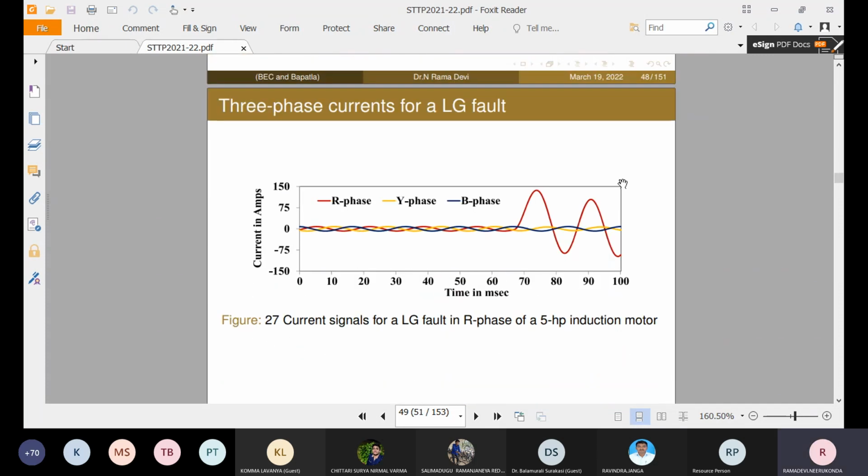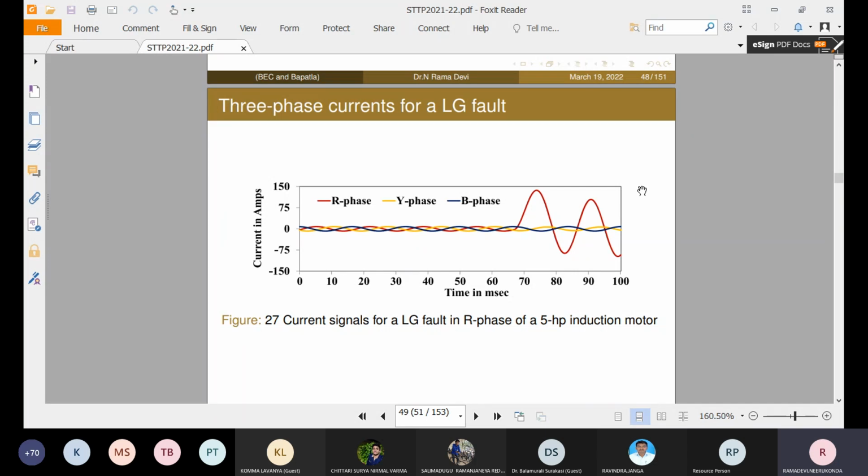These are the three-phase currents for an LG fault. The line to ground fault is created in the R phase of a 5 HP induction motor. Whenever the line to ground fault happens, immediately the phase value corresponding to R abruptly changes when compared with the other two phases. So it's a higher fault when compared with the interturn faults.